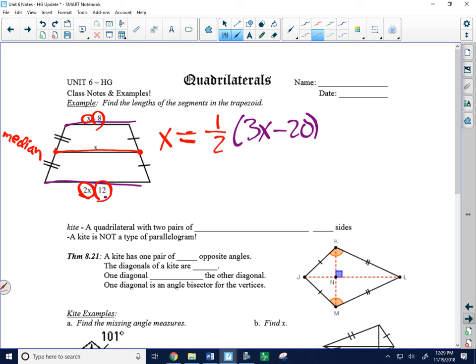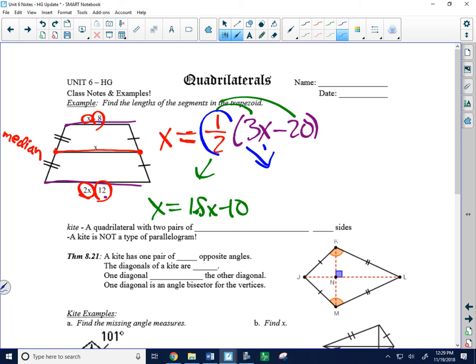I bet most of you want to distribute, and that will be fine. That'll get you the right answer. I want to show you how there's another way to do it, though. If you distribute x, you'll get 1.5x and -10. And then you can subtract and divide. One other way I want to show you that might be helpful, especially in Algebra 2 next year, you'll do this method more, is getting rid of this coefficient. In order to get rid of that, the opposite of half is 2, like multiplying by 2.